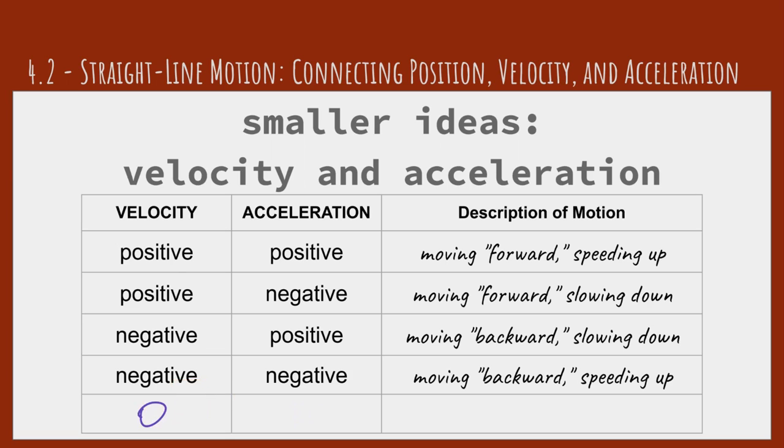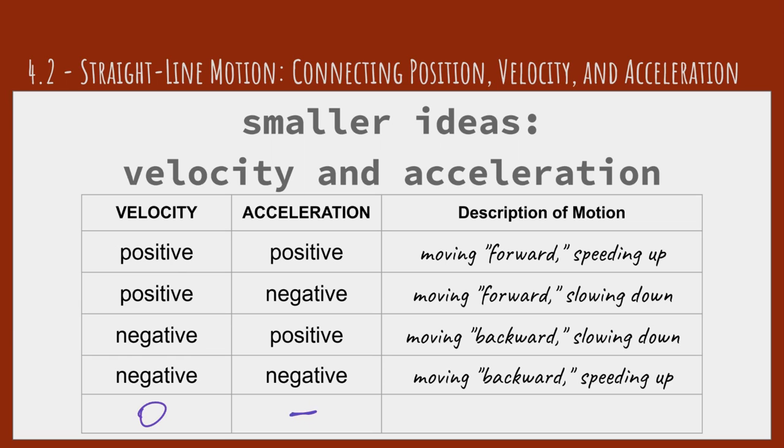We could say the velocity is zero, but the acceleration is, say, positive. So if the velocity is zero means we're not moving, but the acceleration means that we're about to start moving in a forward direction. So we're speeding up and beginning to move forward.